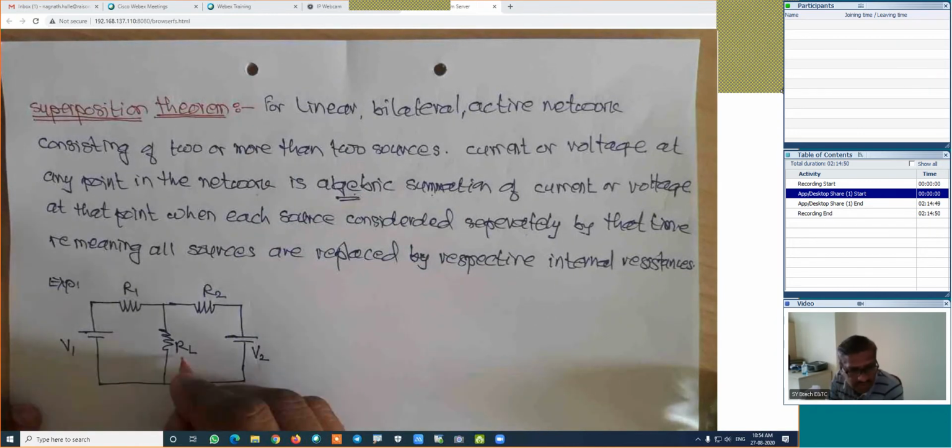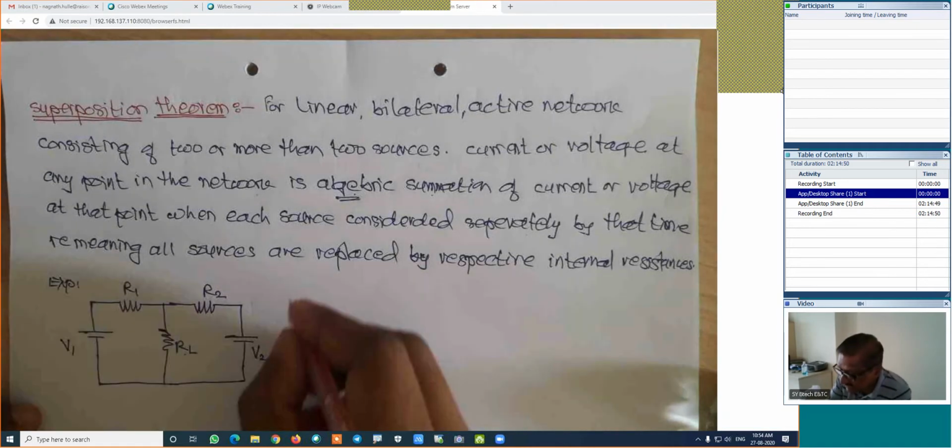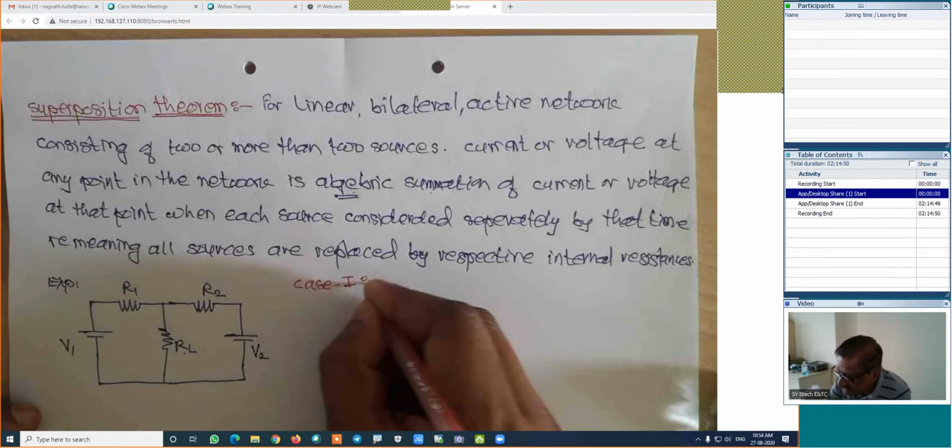This is our load resistance in this case, RL. Now look at how many voltage sources or independent sources we have. Here we have only 2 independent sources. Means here there will be 2 cases. I will write here case 1.